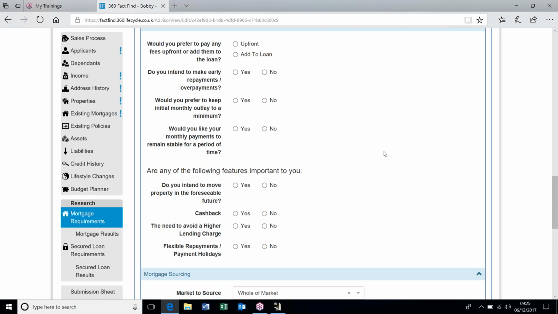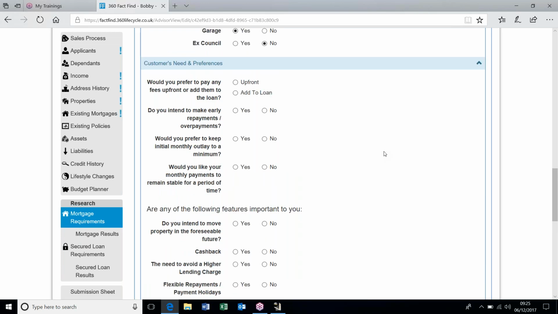Okay, so this next section is now talking about the customer's needs and preferences. So what you do as an advisor is you discuss all these different options with the customer, and you ask them what's important to them. You assess their attitude to risk by finding out whether they want to be able to make early prepayments. Do they want to fix their payments for a period of time? Do they want to add fees to the loan or not? And as you discuss the different options, you can explain the disadvantages and advantages of all the different possibilities. And at the end of it, the customer will give you the preferences.